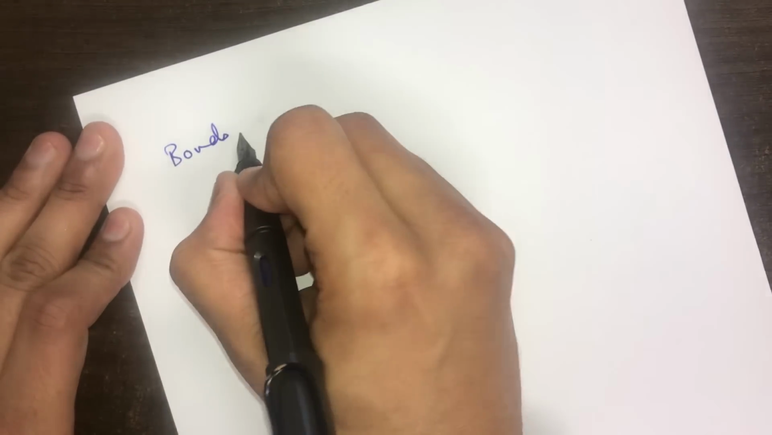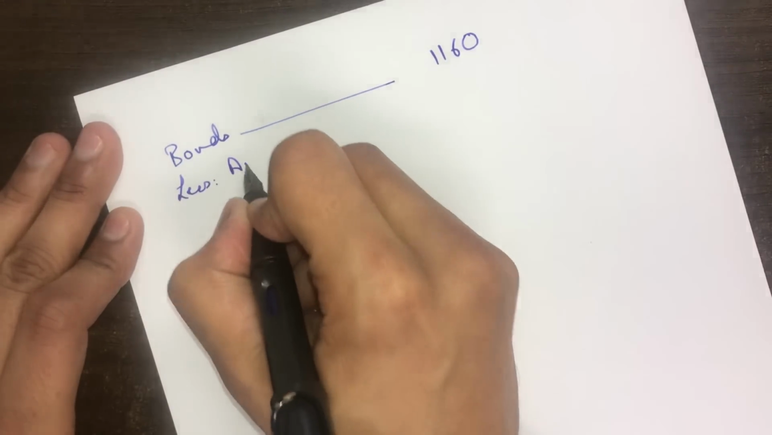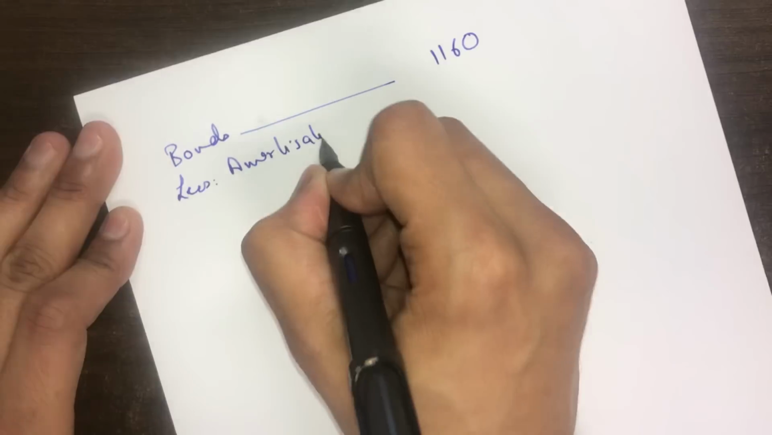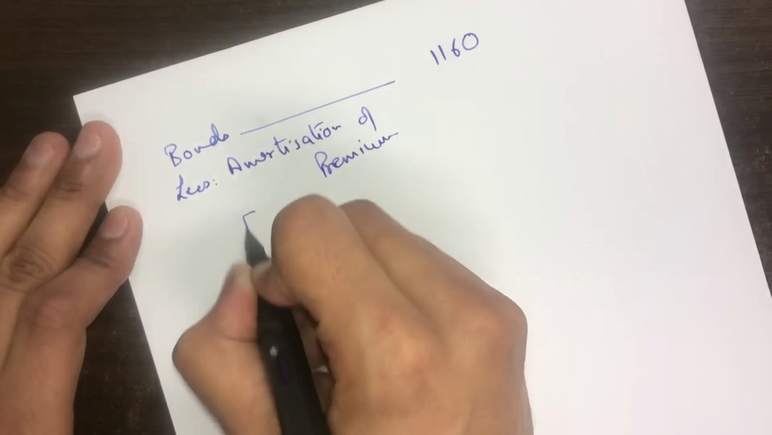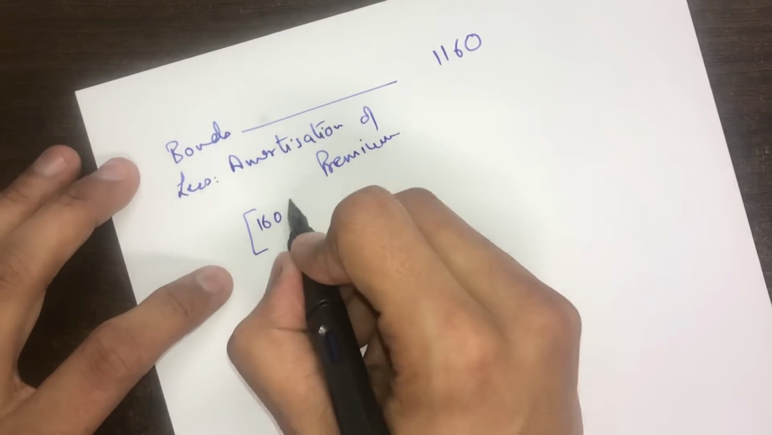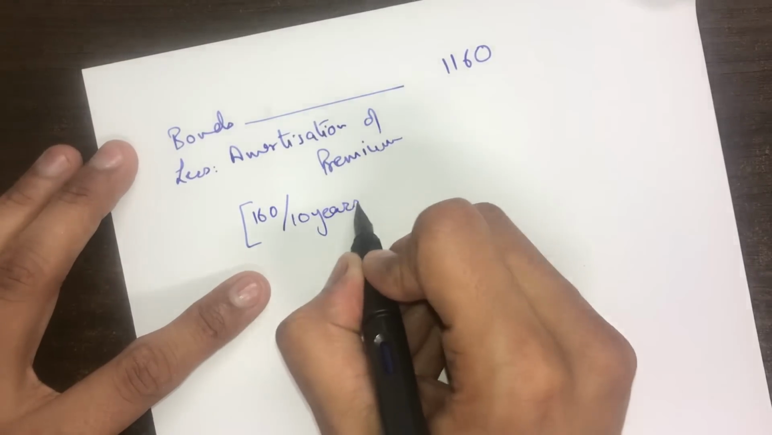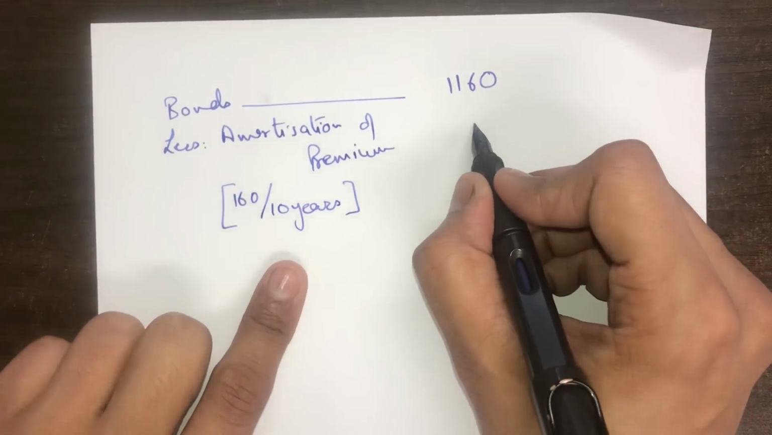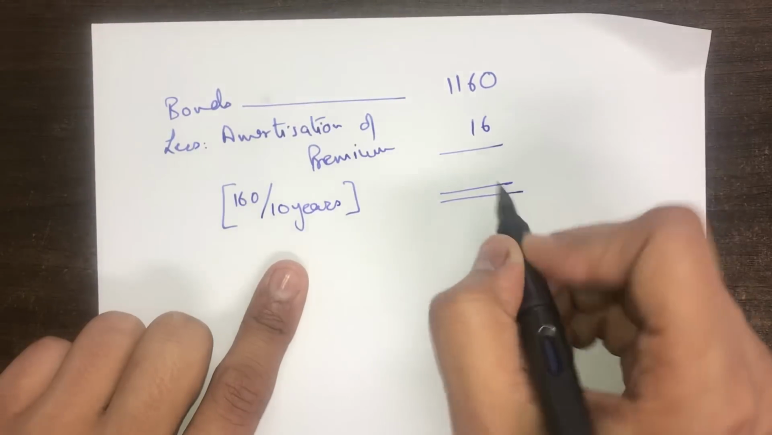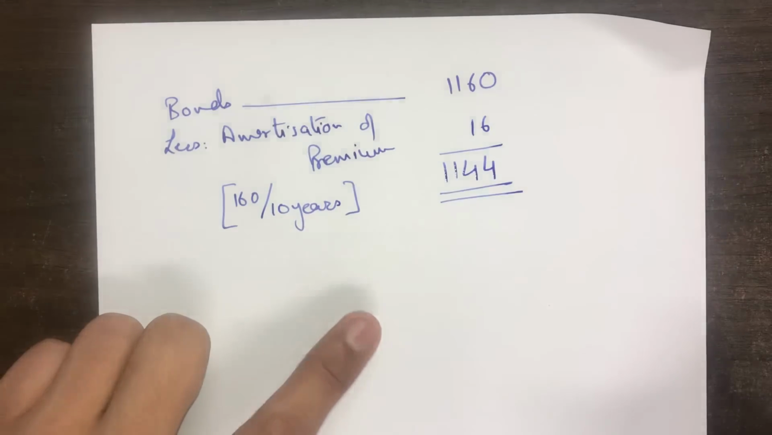So bonds should be valued at cost less amortization of premium. Now guys, how would the premium be amortized? Please tell me, what is the amount of premium? Amount of premium is 160 lakhs. This should be divided by 10 years because it will be amortized over the period of the bonds. Period of bond is 10 years, so the amortization value comes out to be 16. So the value of bonds which should be carried to the balance sheet is 1144.